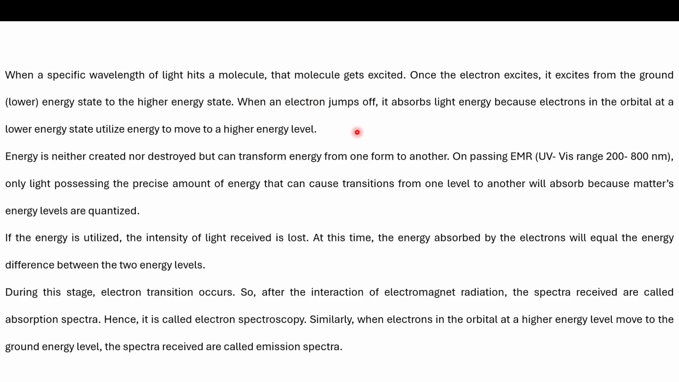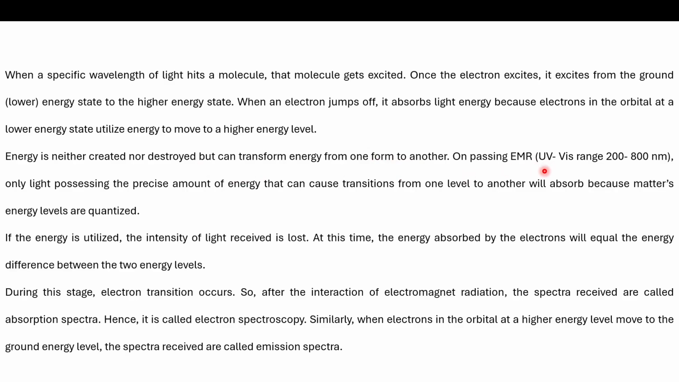Now, when that electron jumps, it absorbs light energy, because electrons in the orbital at a lower energy state utilize energy to move to a higher energy level. For it to come back to a lower energy state, it will release some energy. Energy is neither created nor destroyed, but it can be transformed from one form to another.